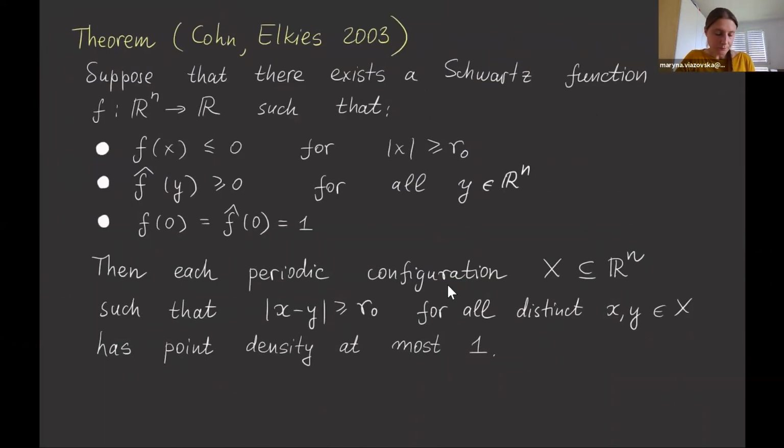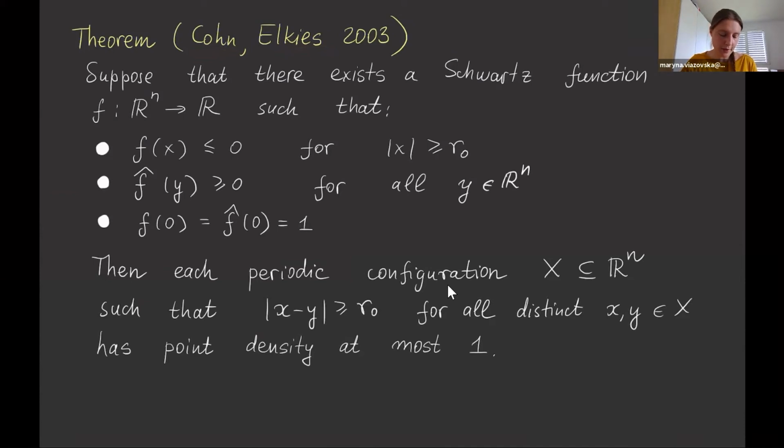And so the theorem which I've shown you on the previous slides, which shows the optimality of the Hamming code and Golay code, works nicely for compact metric spaces, but it would not work for Euclidean space. And so Cohn and Elkies in 2003 adapted this linear programming method to Euclidean space, and they proved the following result.